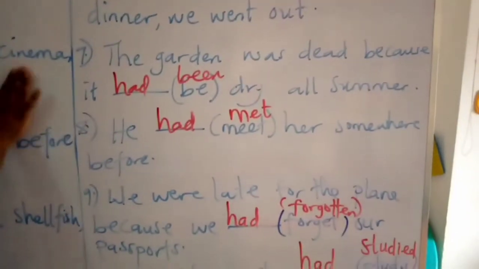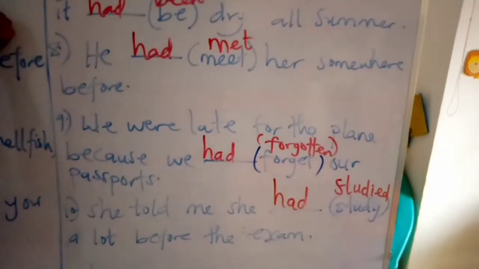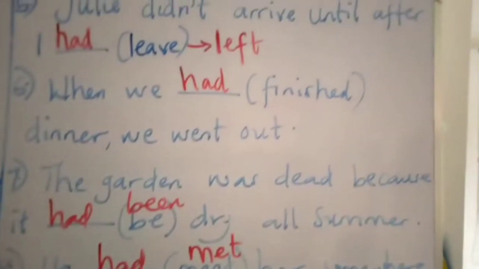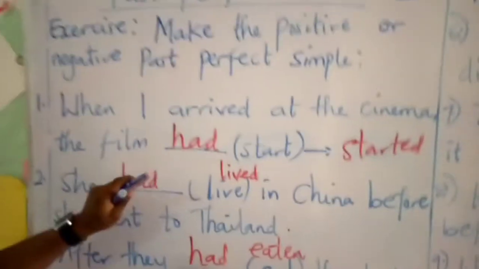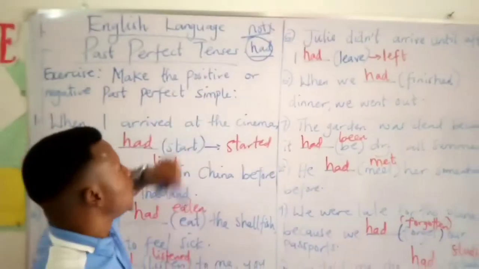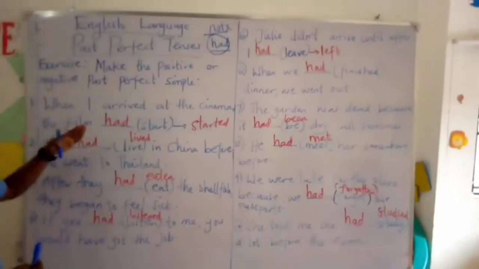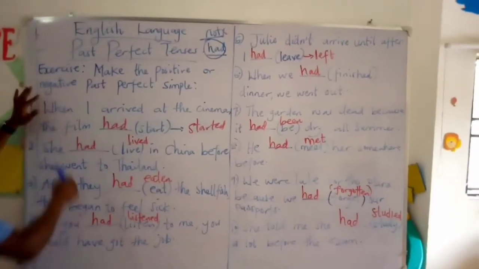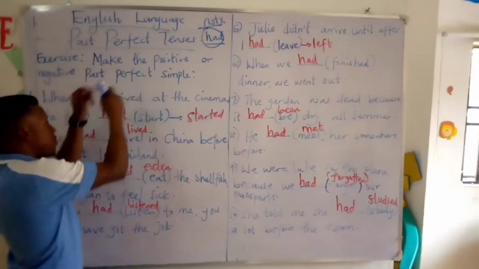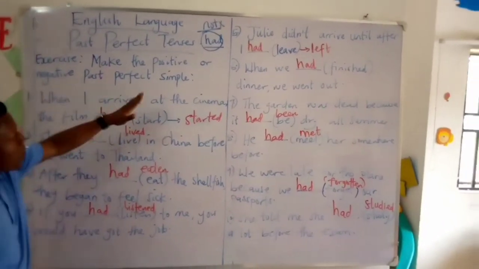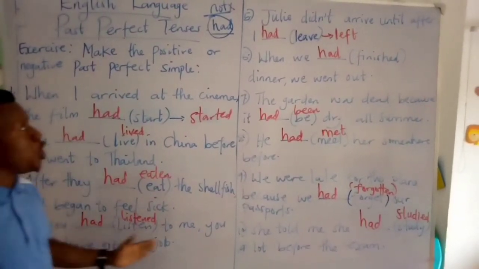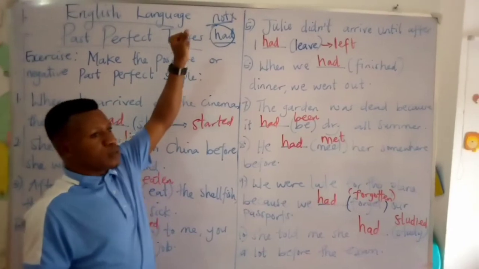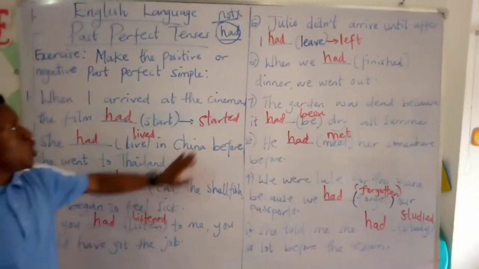Here, we never introduced the use of not. That is why it's positive. There is no not in the sentence. So the next section we are going to be looking at is the negative past perfect. These are just the positive past perfect. For the negative past perfect, we have to introduce the word not.